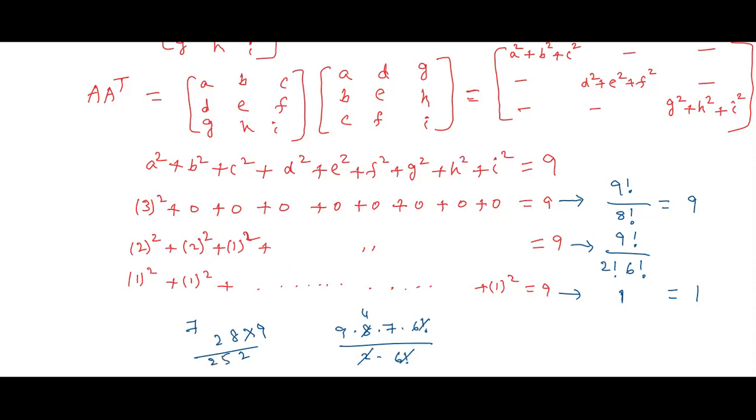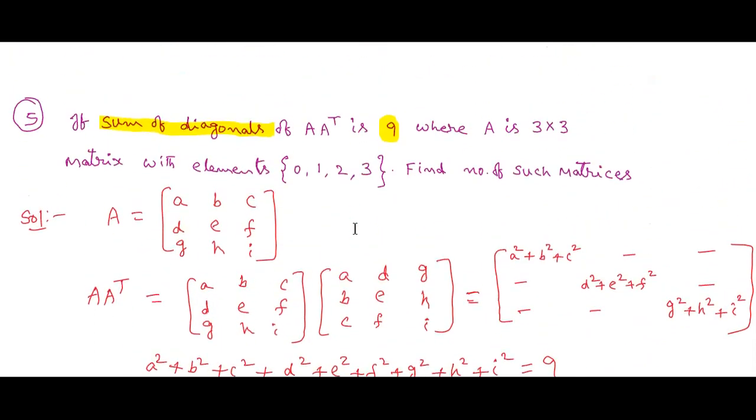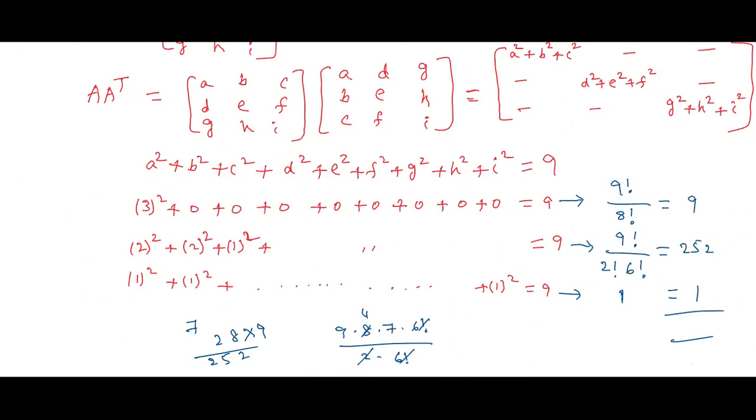252. Overall, how much do we get? Total sum is, I think, 262. 262 matrices are possible. Okay. So this type of model was already given in February month. Right. I'm going to another question.